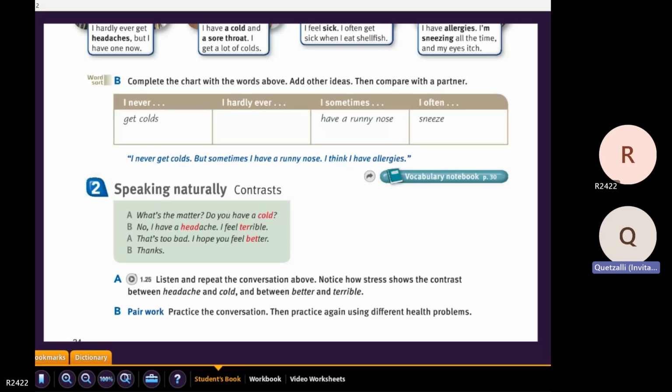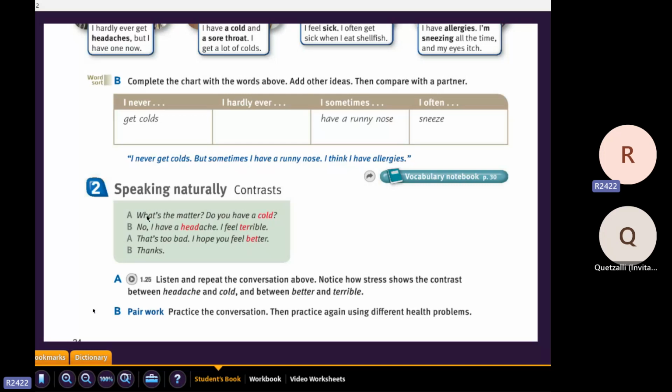And sometimes. I sometimes have a headache. I sometimes have a stomach ache. And sometimes I have the flu. Okay. And the last, I often. I often have allergies. I often have cramps. And I often have colds. Okay. Easy questions. No. Okay.